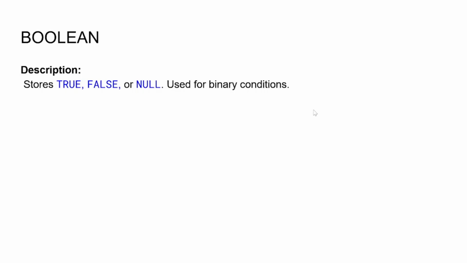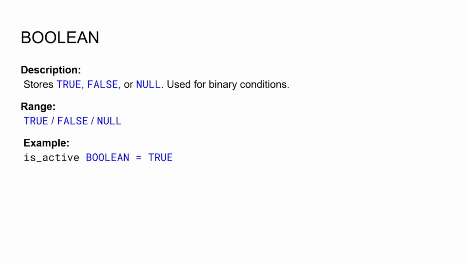Now the next data type which we are going to be talking about is the Boolean data type. The Boolean data type simply takes in either true or false. In the case where you don't specify any condition, then null will be the default value. But when we talk about Boolean, in most cases we talk about true or false. So it ranges true or false or null in case you don't include any value.